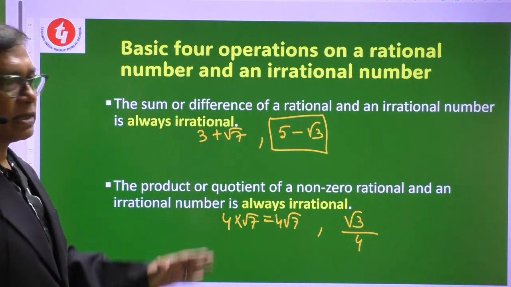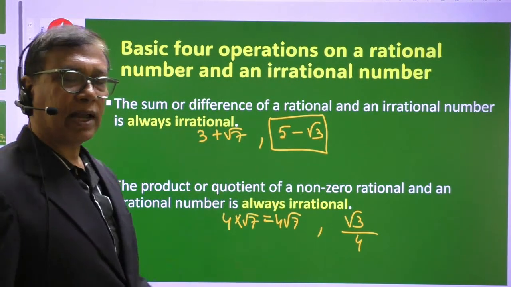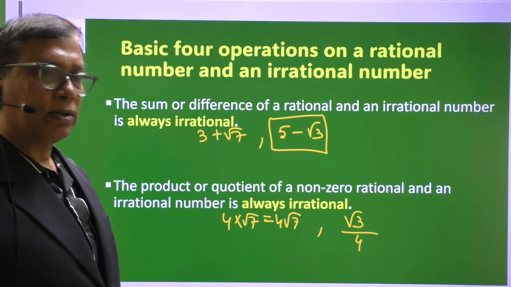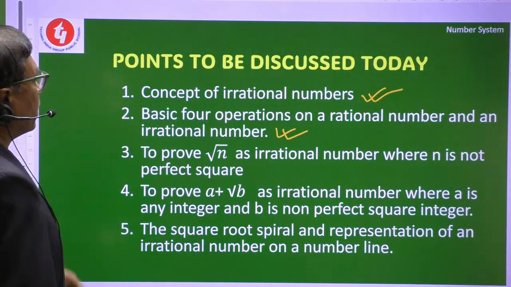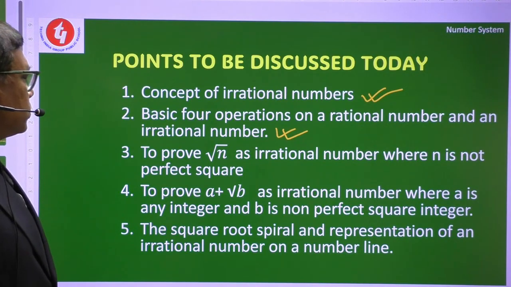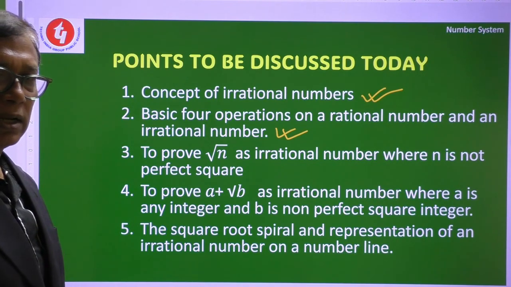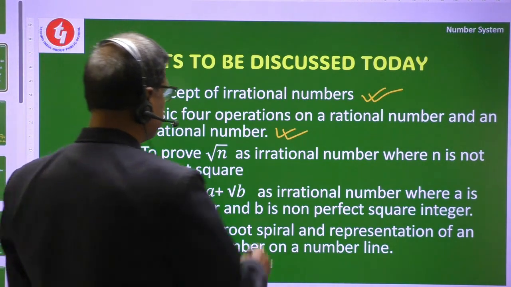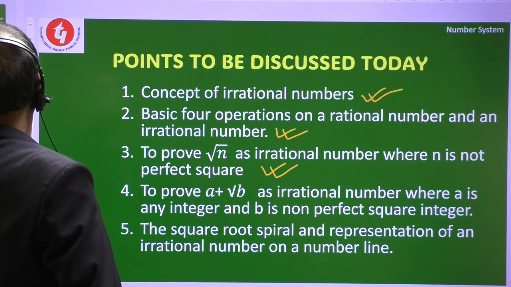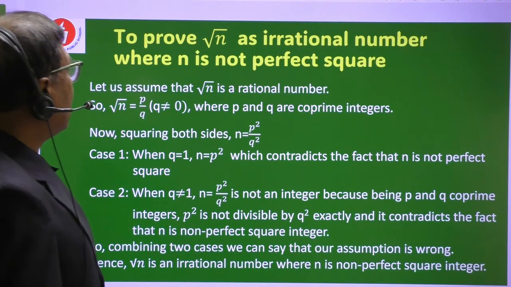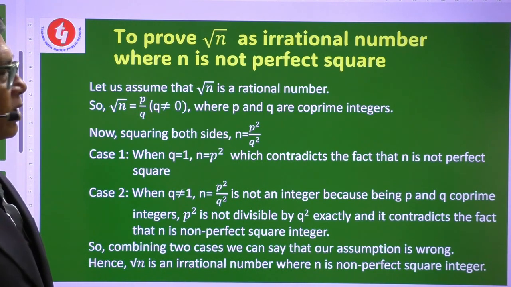So the basic four operations means addition, subtraction, multiplication and division on a rational number and an irrational number. I think this part is clear. So now I'll discuss my third point: to prove root n is an irrational number where n is not a perfect square integer. Yes or no? So third point, how can we prove root n is an irrational number where n is not a perfect square integer? Clear?